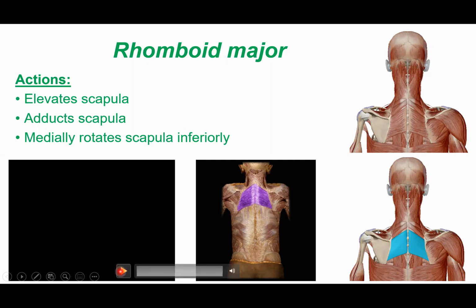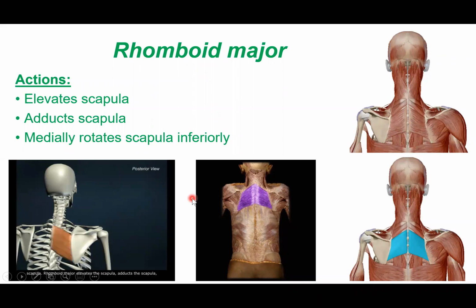Rhomboid major elevates the scapula, adducts the scapula, and medially rotates the scapula downward by moving the glenoid cavity inferiorly and the inferior angle medially.